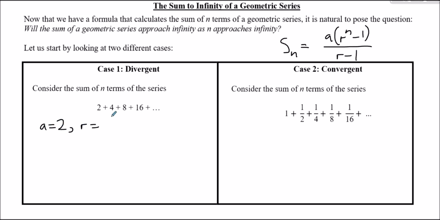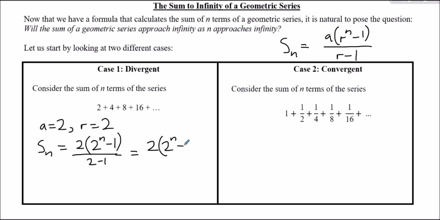The common ratio, these terms are doubling, so the common ratio is 2. So the sum of the first n terms is therefore a, which is 2, brackets 2 to the n minus 1, all over r minus 1, which is 2 minus 1, which is obviously just 1. So we've got 2 brackets 2 to the n minus 1.